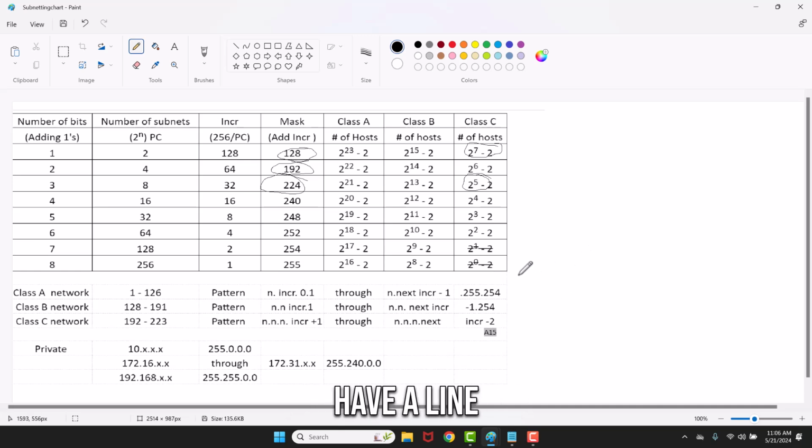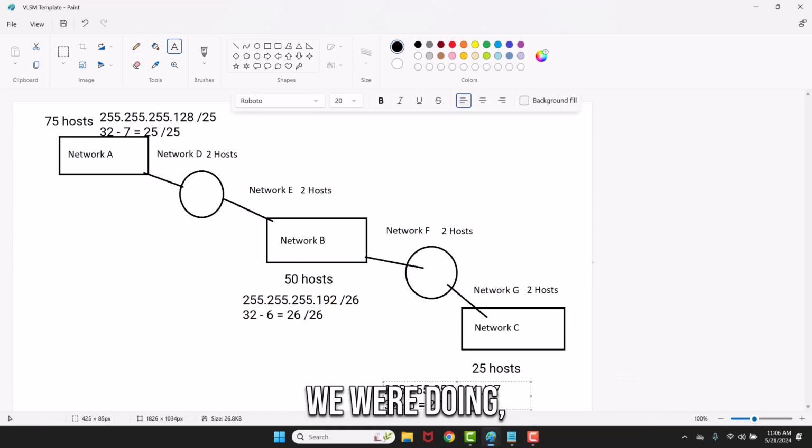And if I look at the other chart that I showed you, that's exactly what it shows. You notice I have a line crossing out 2 to the 0 minus 2. Why? Because that doesn't leave any hosts. That's the number 1 minus 2, a negative value. 2 to the 1st is 2 minus 2, which still leaves me with 0. So the very first place that I can actually have any hosts is 2 to the 2nd power. So I'm going to need to keep 2 zeros in my subnet mask, and that's going to be a subnet mask of 252. So back to our problem that we were doing.